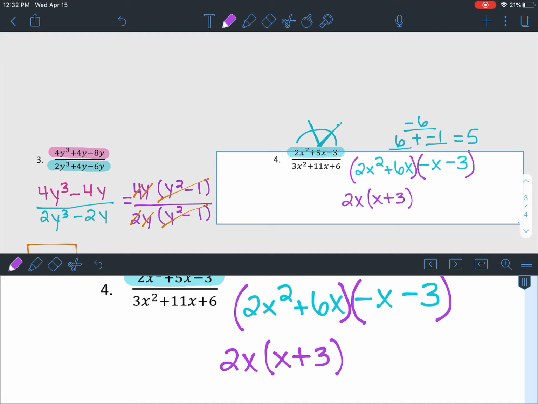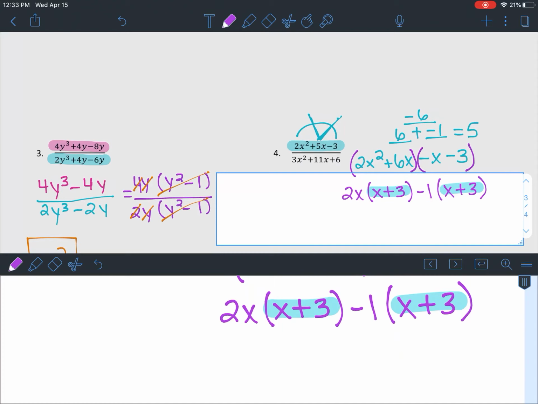So now I have negative x minus 3. So I think, well, what can I do with that? Well, they both have negative 1 in common. So I could pull out a negative 1 and I'd be left with x plus 3. So the key here is to make sure that this parenthesis and this parenthesis are the same. So we check that they are.